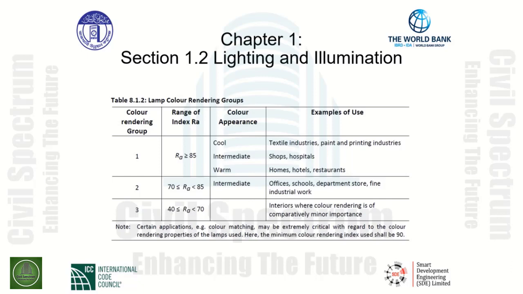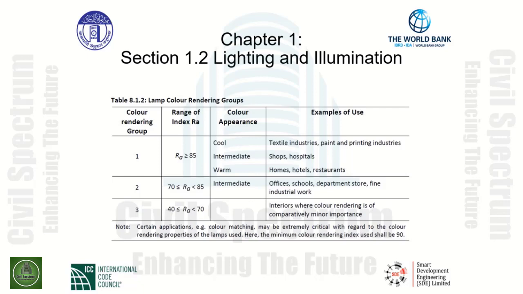The examples of use are given in the last column. For a cool color appearance in color rendering group 1, this is for textile industries, paint and printing industries. The intermediate color appearance for shops and hospitals would be good examples of their use, and a warm color appearance such as homes, hotels, and restaurants would fit color rendering group 1 in the warm color appearance.